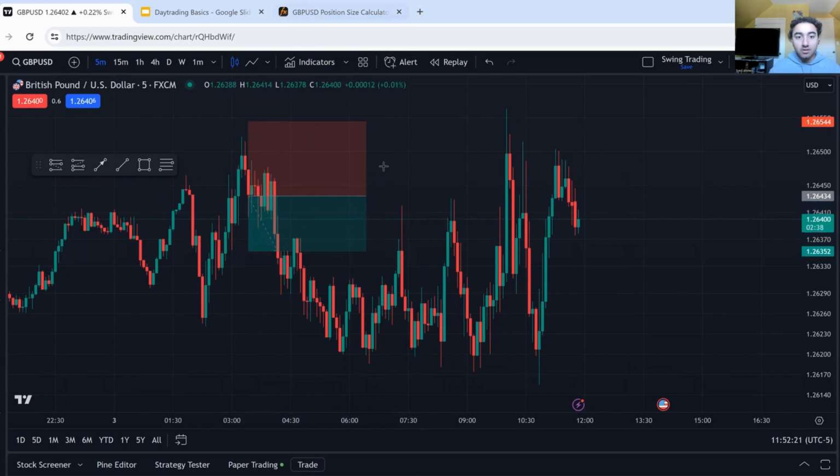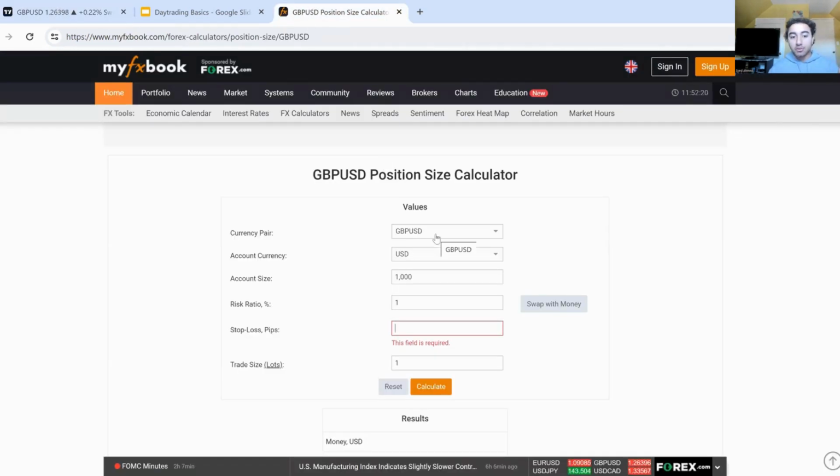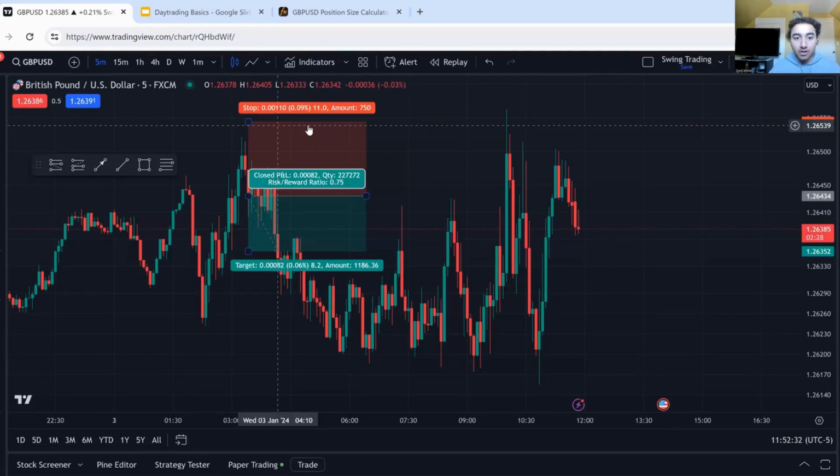So that means you're going to go into this calculator. You're going to say, I'm trading GBP/USD. I have a $1,000 account. I want to risk 1% of my account per trade. My stop loss is 11 pips. The way you calculate pips is very simple. You just look at this number over here, the one right next to amount.